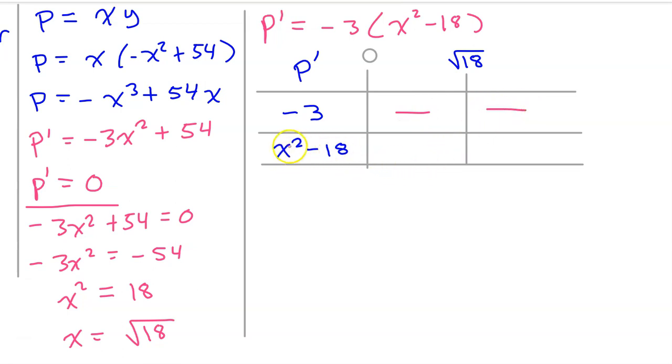X squared. If I put in 0 right here, I would get a negative number. So that helps me understand that any value between 0 and radical 18 is going to give me a negative value. If I plug in something here that is bigger than radical 18, that's going to leave me with a positive result. A negative times a negative is a positive, and a negative times a positive is a negative.